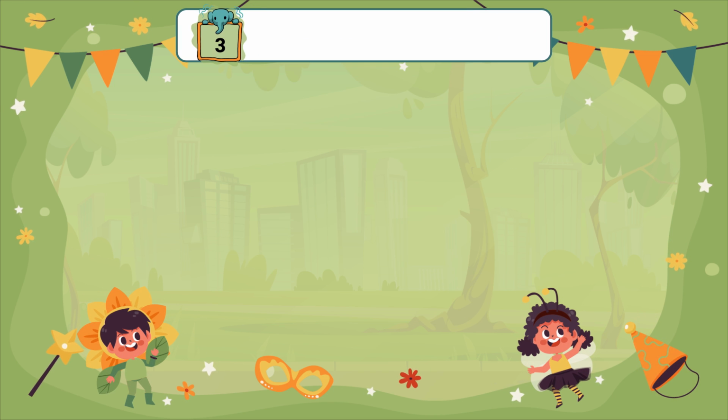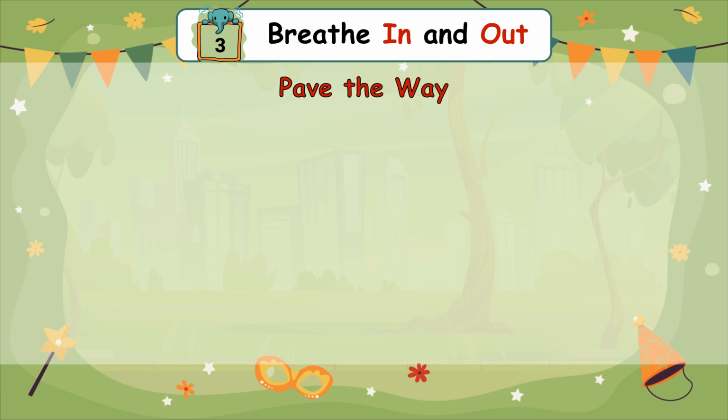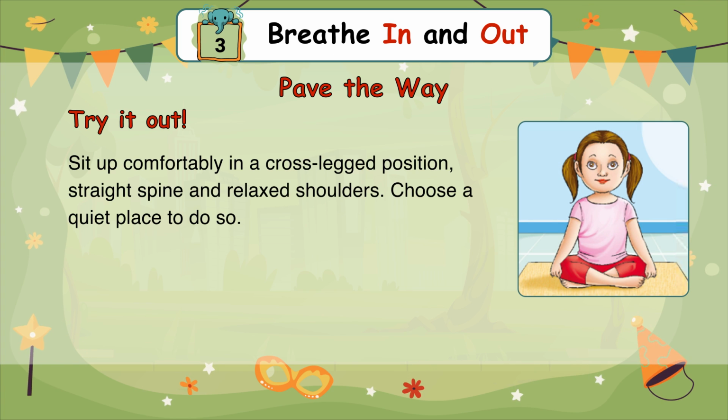Chapter 3. Breathe in and out. Pave the way. Try it out. Sit up comfortably in a cross-legged position, straight spine and relaxed shoulders. Choose a quiet place to do so.